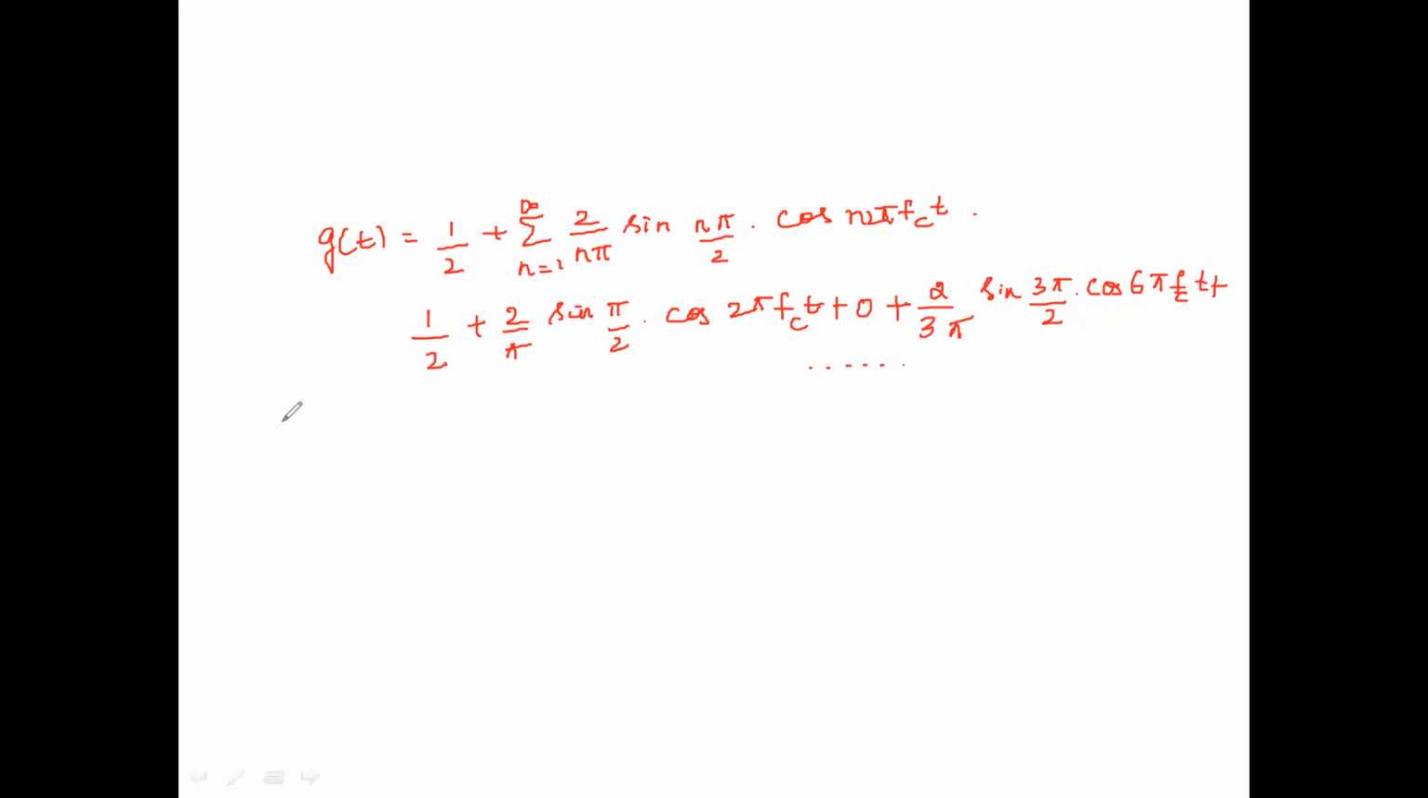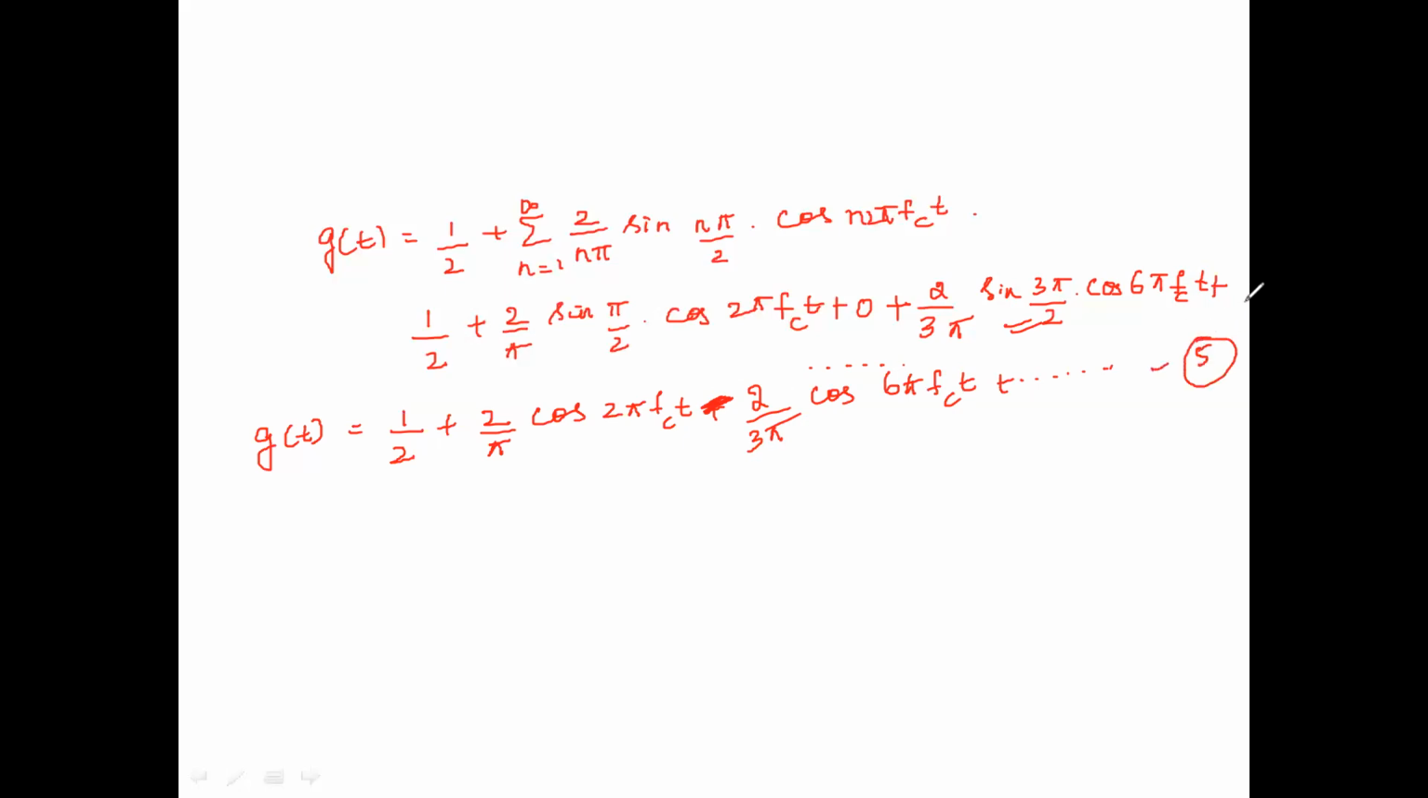Okay. So now what is the value of g of t? g of t is 1 by 2 plus 2 by pi. What is sine 90? It is 1. So it is cos 2 pi fct plus 0. So here you get sine 180 into 3 by 2, so you will get the negative value here. So it becomes minus 2 by 3 pi cos 6 pi fct plus so on. So now this is the equation for g of t, right?